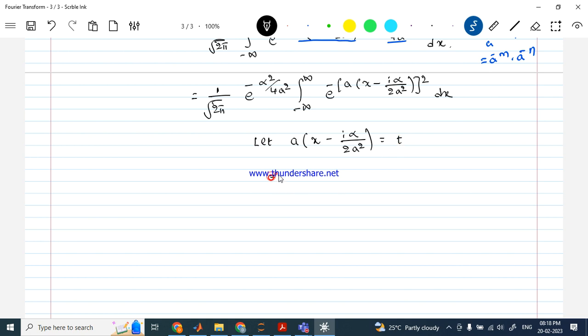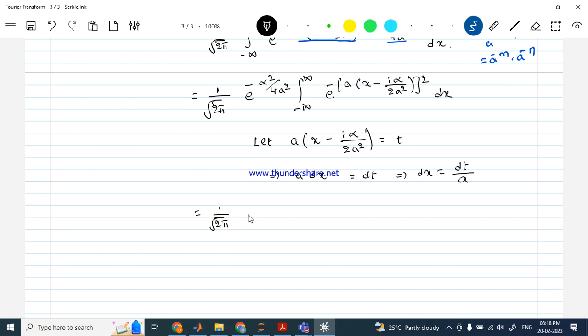Differentiate with respect to t. This becomes what? a into dx becomes dx, and i alpha by 2a square is a constant, which is equal to dt, which means dx is dt by a. Okay, such a complicated expression. With this substitution, see what happens to this.